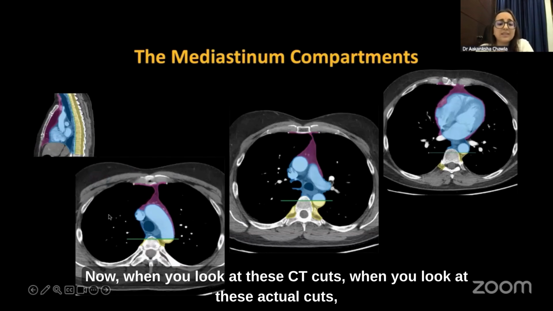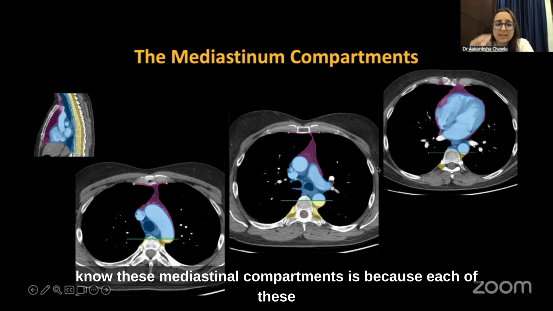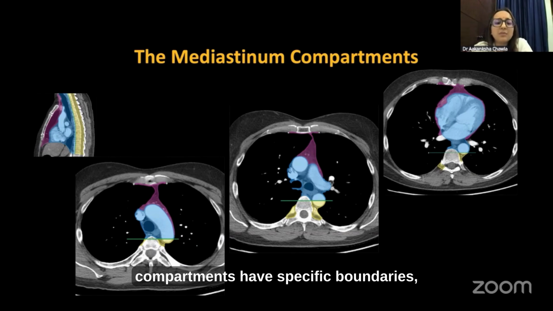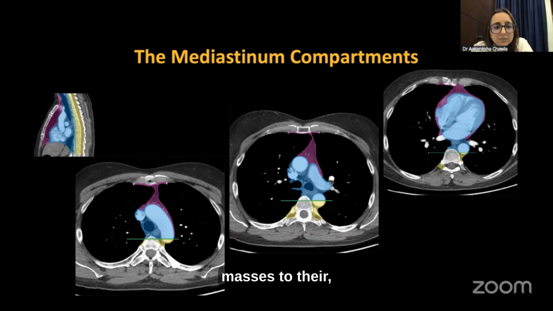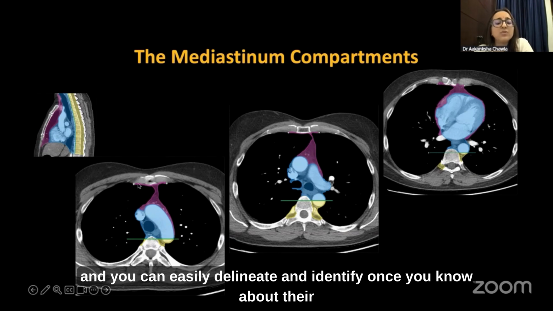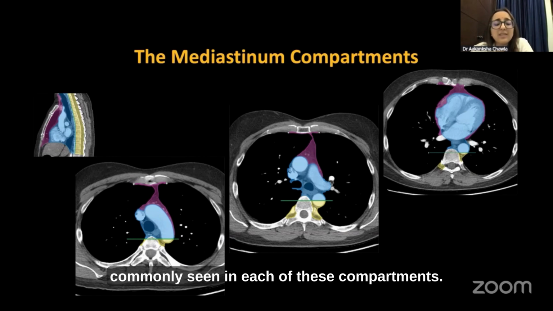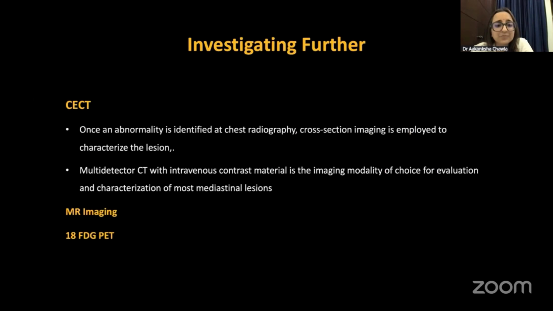Now, when you look at these CT cuts, these actual cuts, as we've just talked about, you can identify the aspects of the anterior, middle, as well as posterior mediastinal compartments. Why it is important to know these compartments is because each of these compartments has specific boundaries and specific lesions and masses, and we are going to be talking about them. You can easily delineate and identify them once you know about their boundaries and once you are aware of what lesions are commonly seen in each of these compartments.